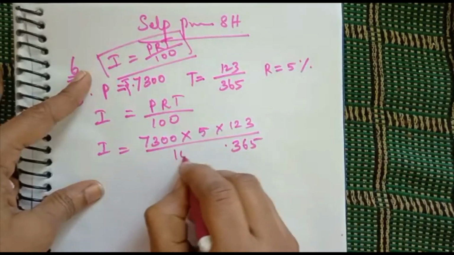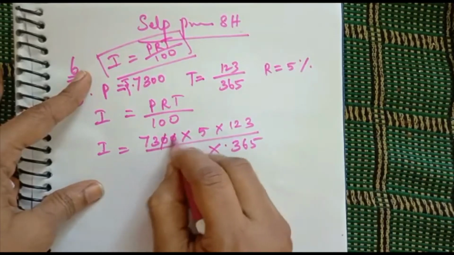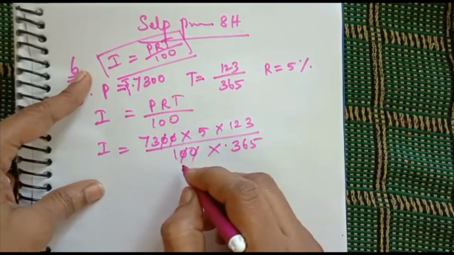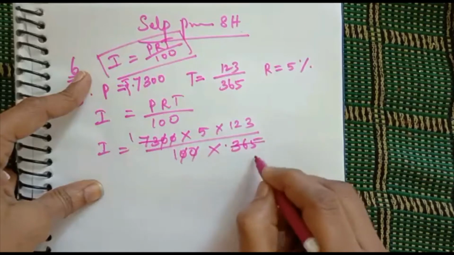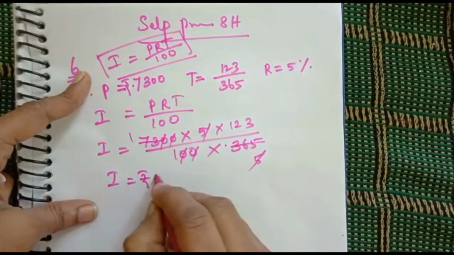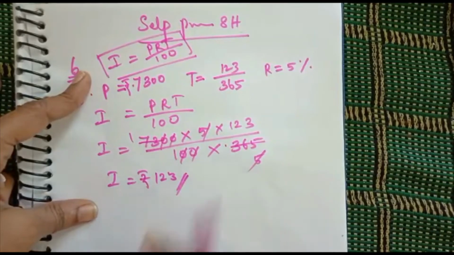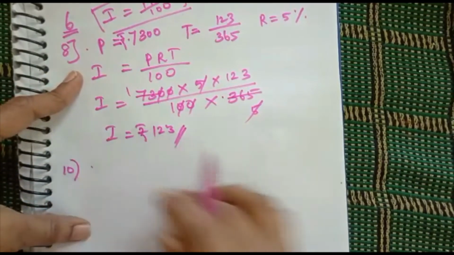100, fine, the formula 100 is there. Is it clear? You just simplify it. Here 1 73 is 73, 5 73s are 365. Cancel it. I is equal to rupees 123. Is it clear, students? Then students, listen, 10th question.